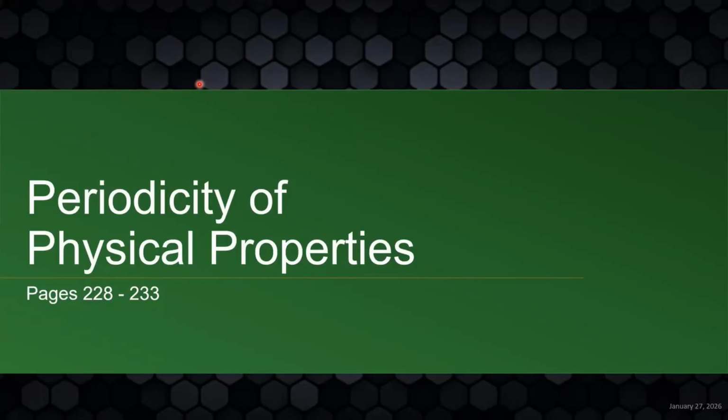Hello, in this video we're going to cover section 2 of chapter 10, which is going to cover the periodicity of physical properties of the elements on the periodic table. So what we're going to talk about here is how the physical properties change in the periodic table and across the periodic table for the elements.